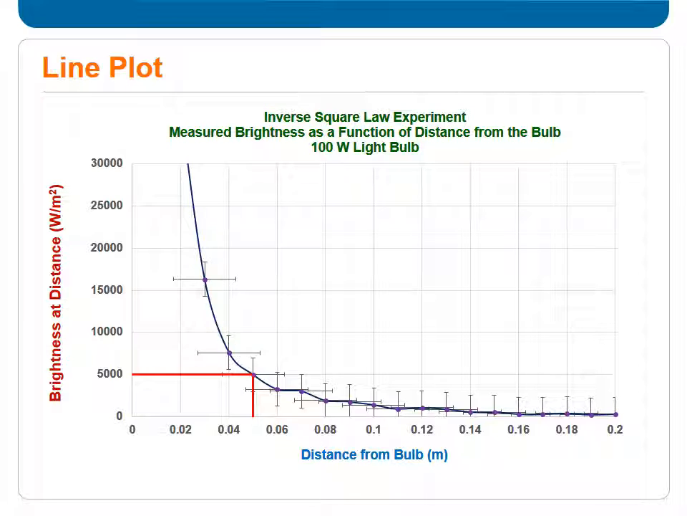From the plot we can read individual values to some level of precision. Here we see that at 5 centimeters from the bulb, the brightness is 5,000 watts per square meter.